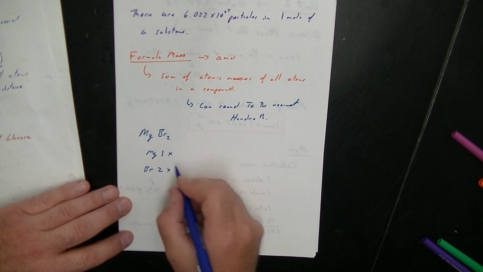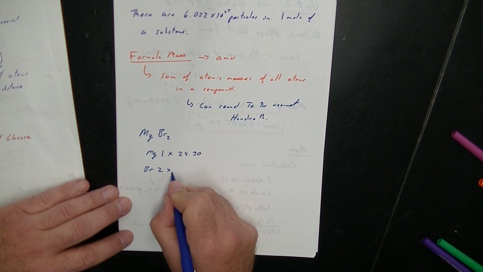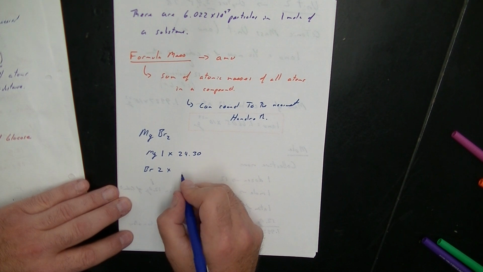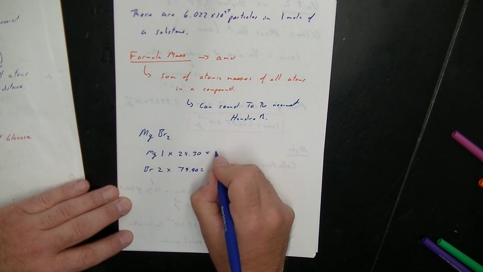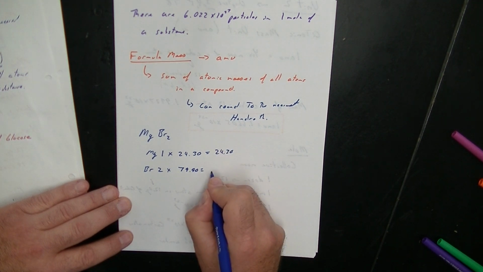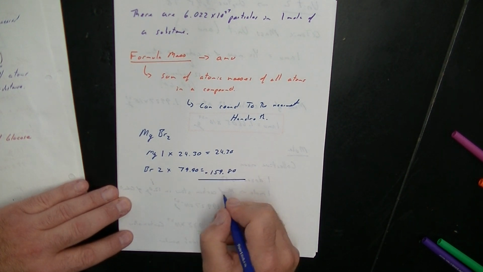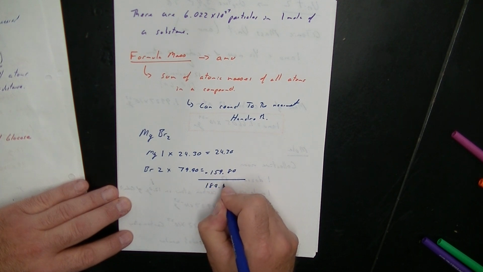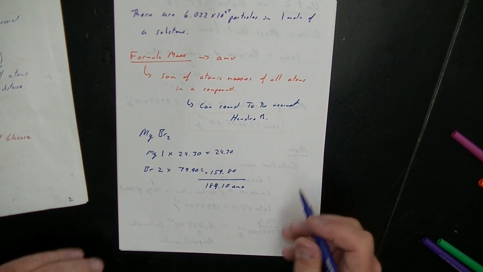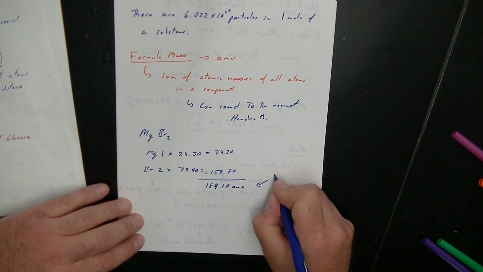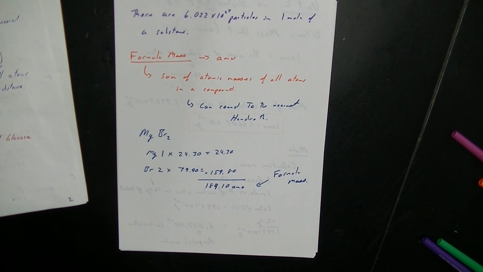So for magnesium, we can round to the hundredths place. It's 24.30. For bromine, it's 79.90. Then we multiply across, and we get 24.30 and 159.80, and then we add those up, and we get 184.10 AMUs. So this right here is called the formula mass.